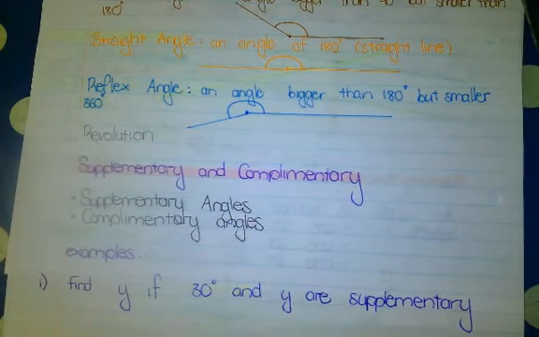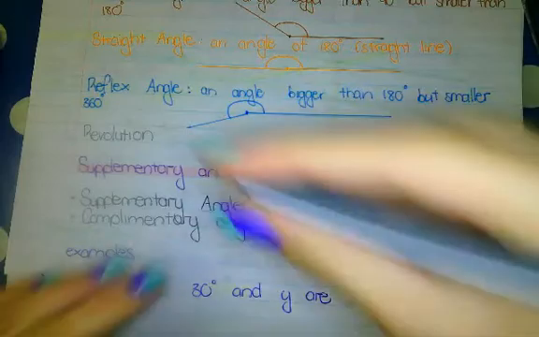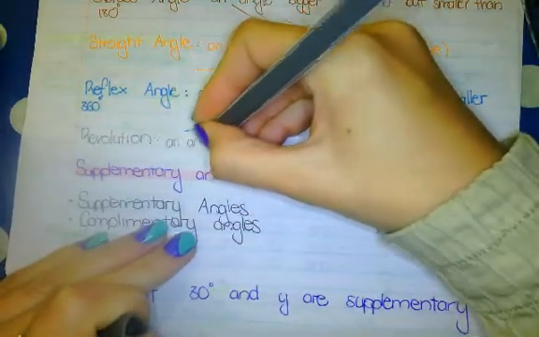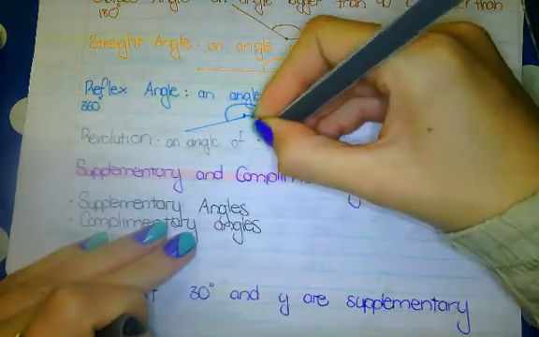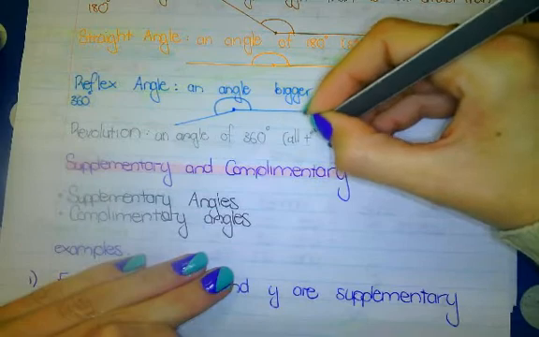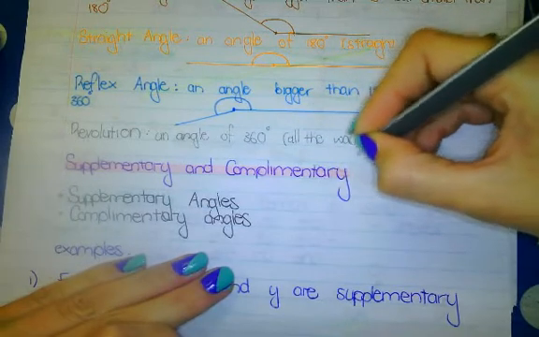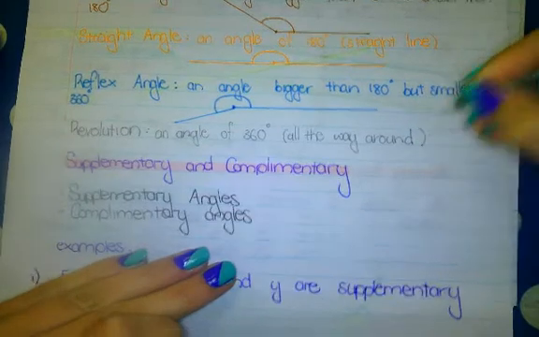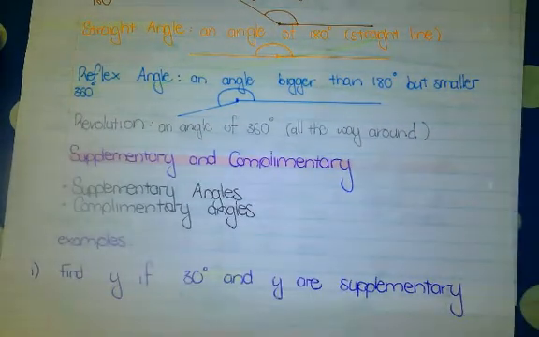And then our last one, revolution. Oh, I didn't leave myself much space for this one. But a revolution is an angle of 360 degrees. Okay, it's basically gone all the way around. If you face the wall and then you turn all the way around so you're facing the wall again, you've turned 360 degrees. It's all the way around.